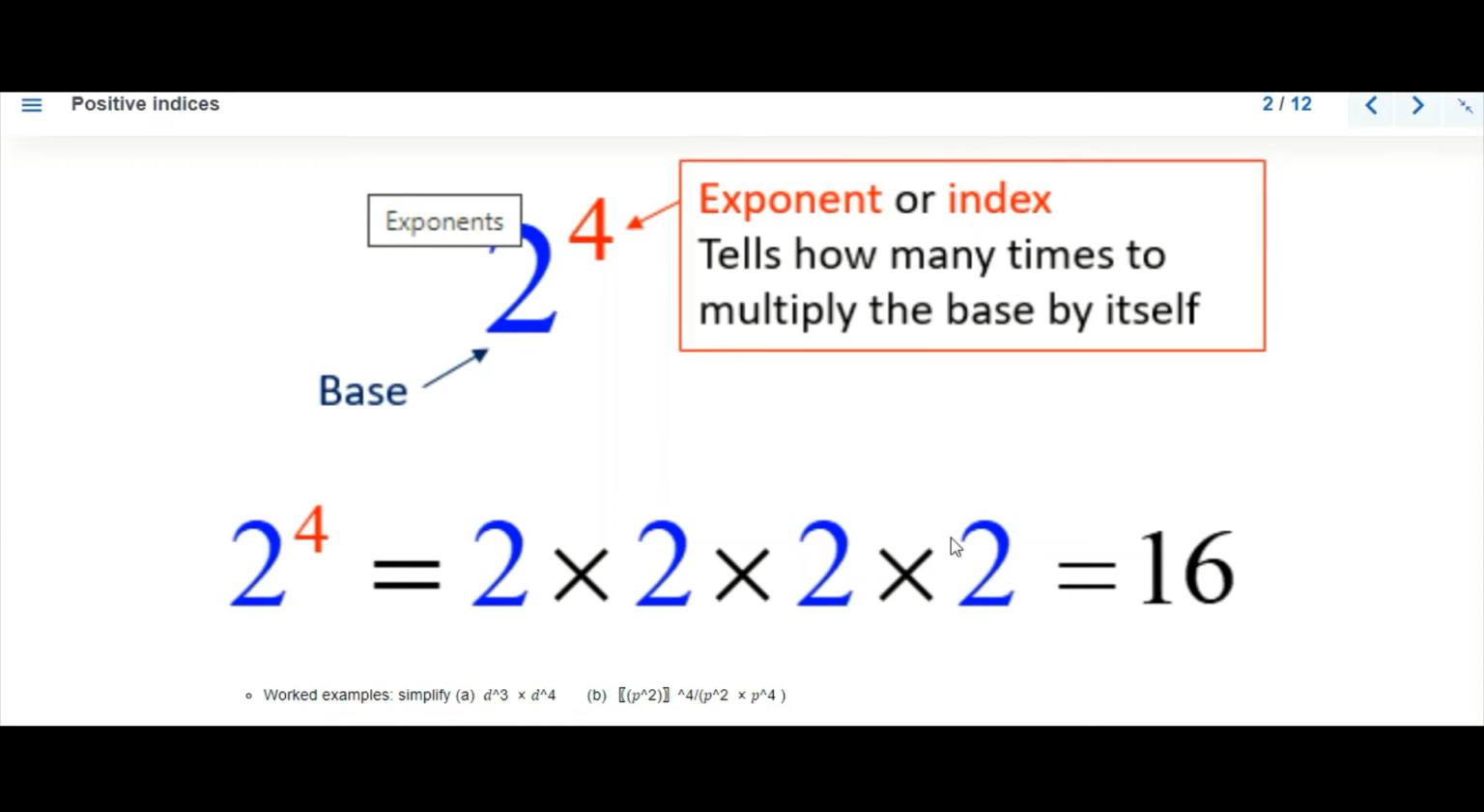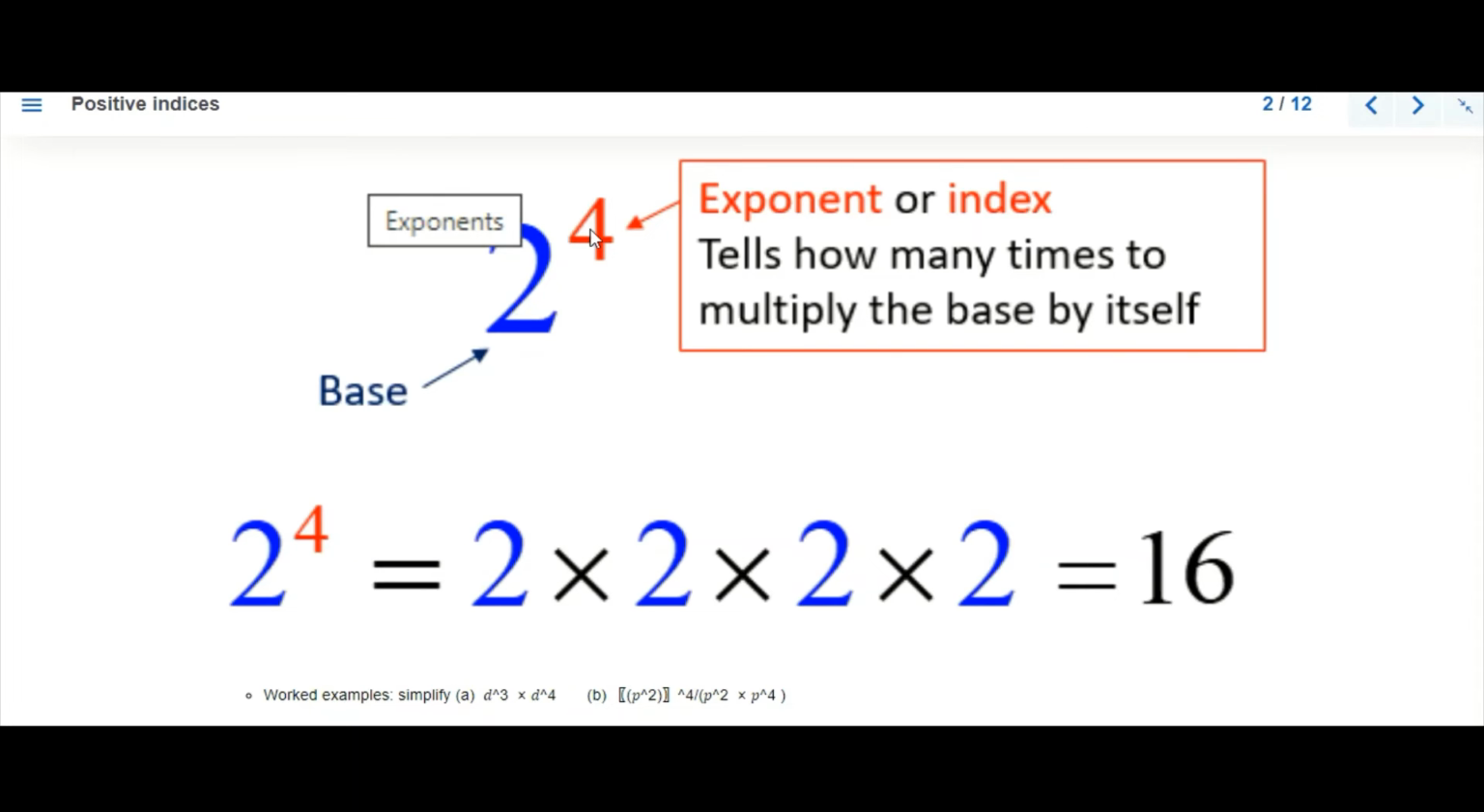So we have an example of how our positive index looks here. Let's look at it. This is 2 raised to power 4, and we refer to 2 as the base, and we refer to 4 as the exponent or index. Now, 2 raised to power 4 means 2 multiplied by 2 multiplied by 2 multiplied by 2. That is 16. That is 2 in 4 different places.